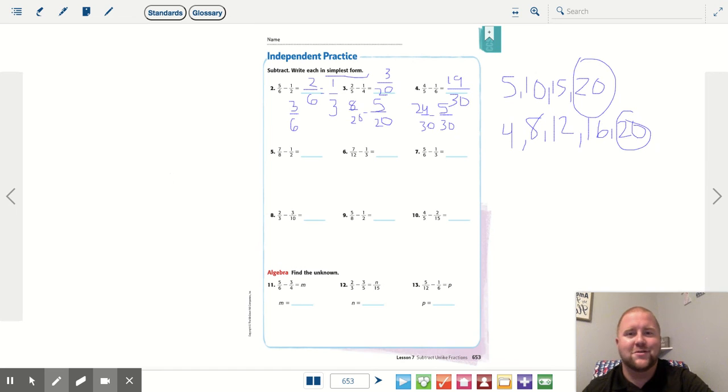And you're on pause and ready to rock and roll. So 8 and 2, the common denominator is going to be 8 because 2 can go into 8. So I multiplied the denominator by 4. I multiplied the numerator by 4. 7 minus 4 is 3. And 8 is our denominator.